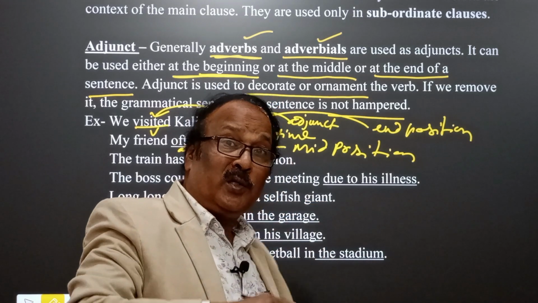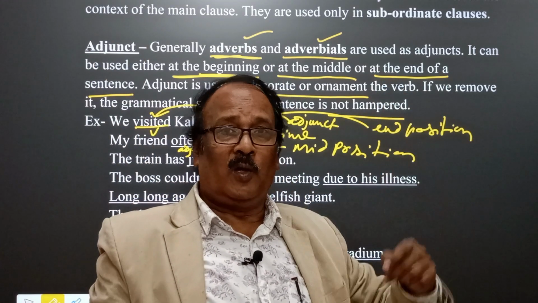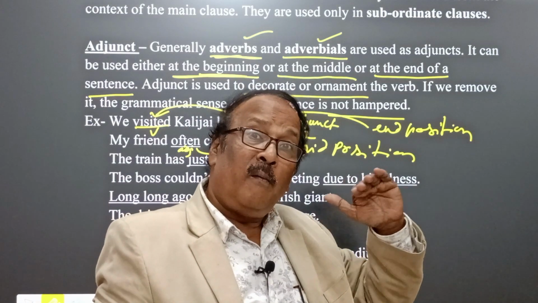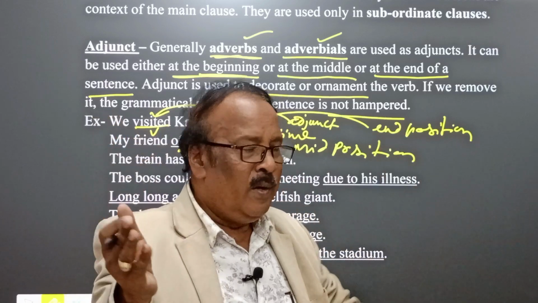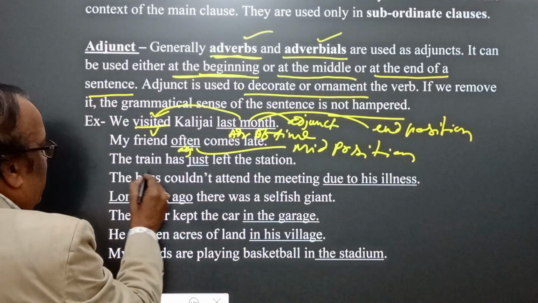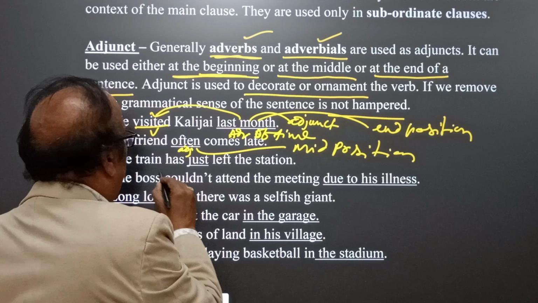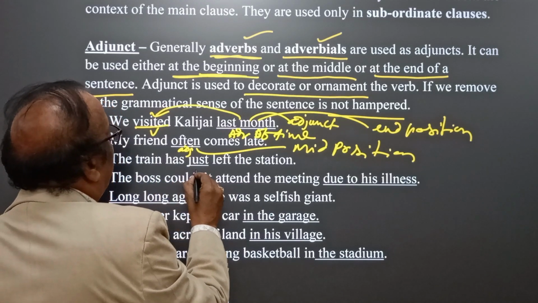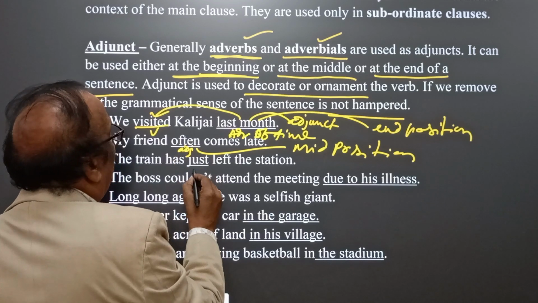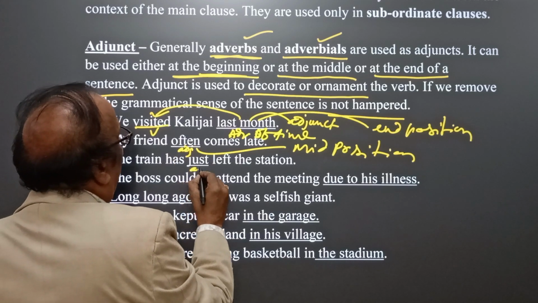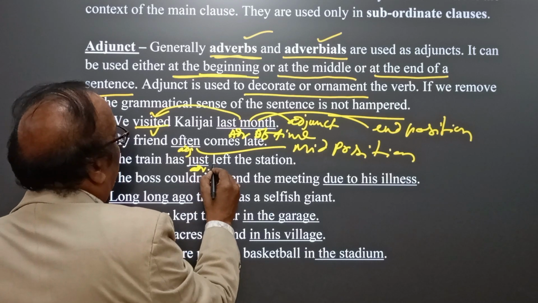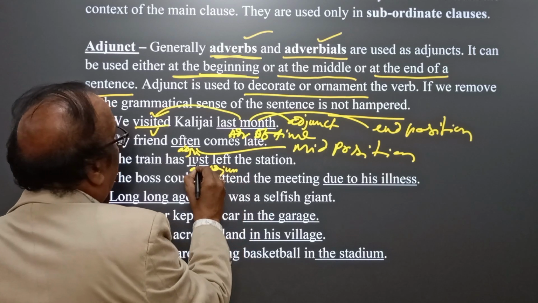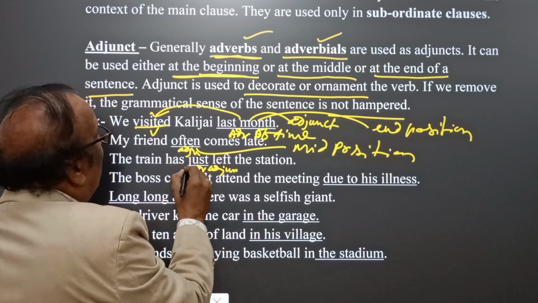It will be discussed very clearly in the subsequent classes whenever adverbs will be discussed in a vivid manner. Now come to the next idea. The train has just left the station. Just is the adverb, and here we find it is often an adjunct, again an adjunct, and here it is in between.